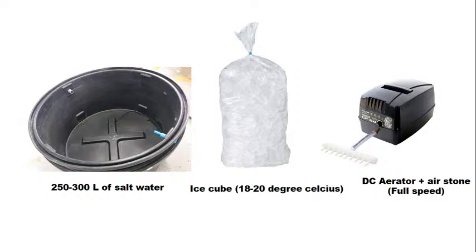Usually our normal water temperature here in Malaysia is around 28 to 30 degrees Celsius. And then we will also need a DC aerator and air stone to provide the aeration. Although the shrimp are sleeping, we still need to provide aeration. We recommend using this DC aerator also for long distance travel. Based on our experience, this DC aerator can last for 8 hours after recharge.